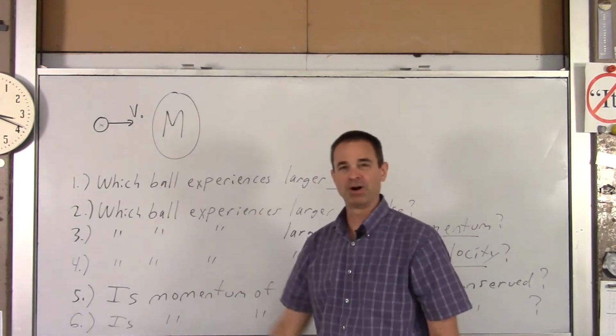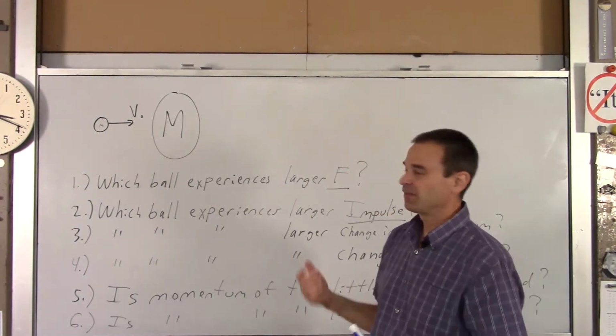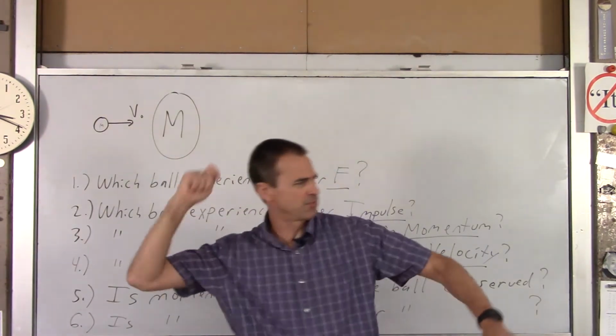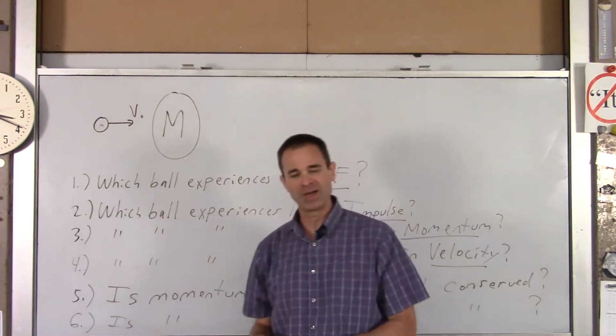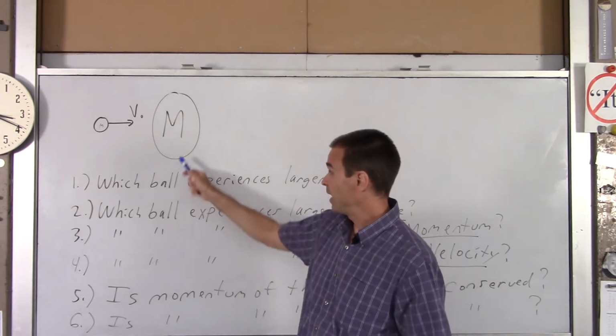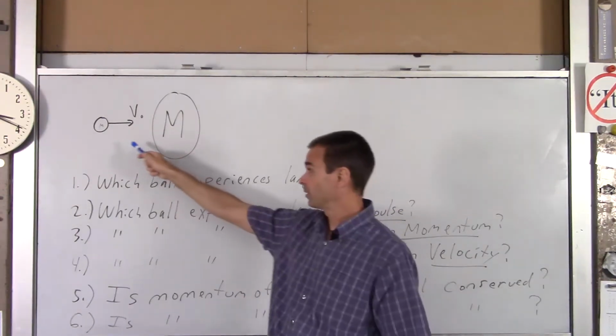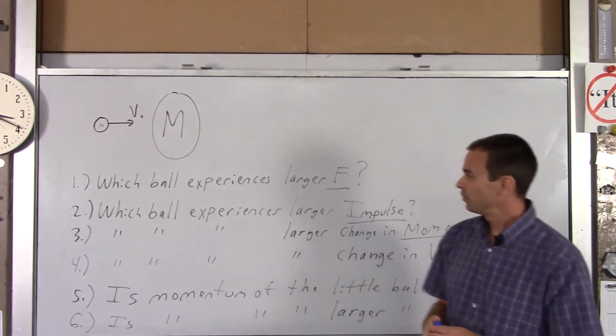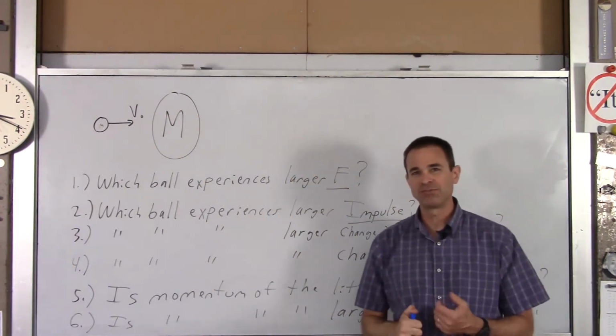All right, so little ball hits big ball, okay? And they bounce off each other. Little ball's moving at V-naught, big ball's stationary. So it's like you're throwing a little bouncy ball at a beach ball. And we're asking what happens. And we're going to assume that the mass of the beach ball is much, much bigger than the mass of the bouncy ball, okay? So first question, which ball experiences the larger force?